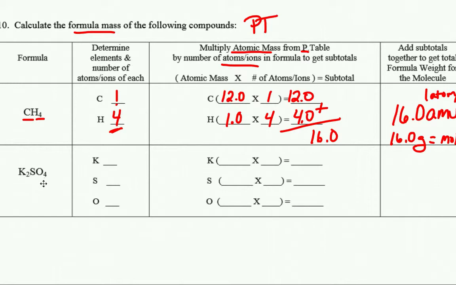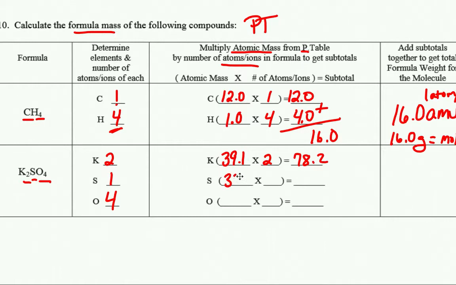All right, let's do potassium sulfate here. Potassium, there's 2 of them, because there's a little 2 after it. Sulfur, there's nothing there, so it's a 1. Oxygen, there's a 4, so I put a 4 there. Now I've got to take out my periodic table. Look at the molar mass of potassium, K, 39.1 times 2, and we get, what, 78.2?